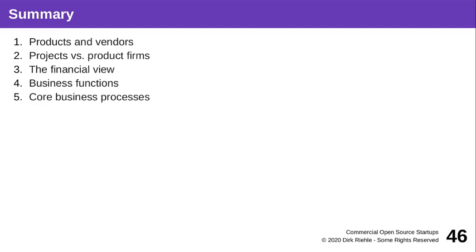So most of the expenses of a consulting firm are in the labor of the actual projects, while more of the expenses for a software vendor are in the general part, and not in the delivery of the product to a specific customer. Then we looked at the business functions and the core business processes, and we will revisit some of them in more detail in the next lecture on the business model underlying the software vendor.